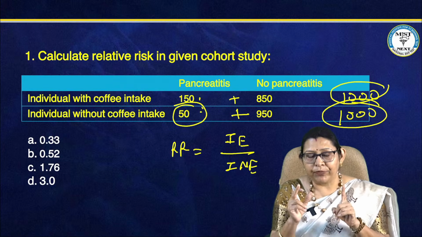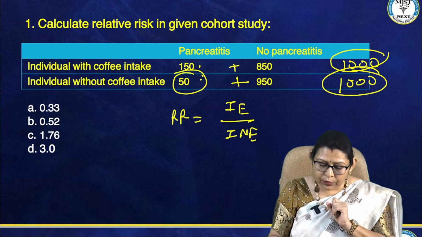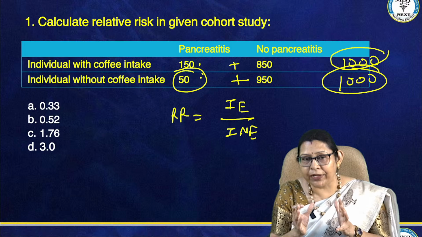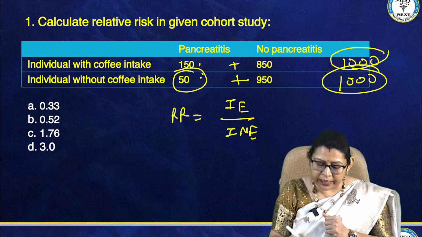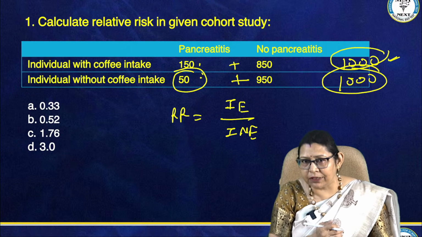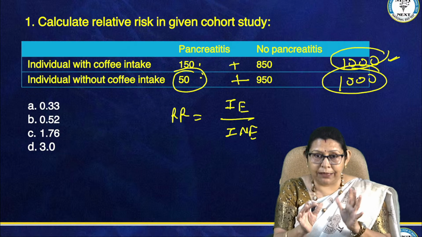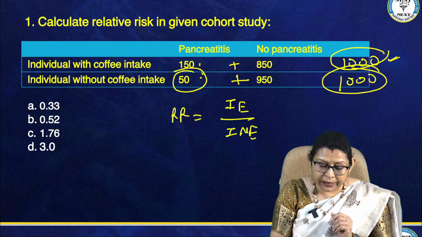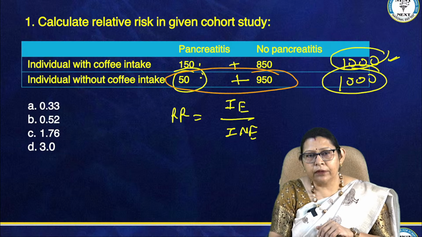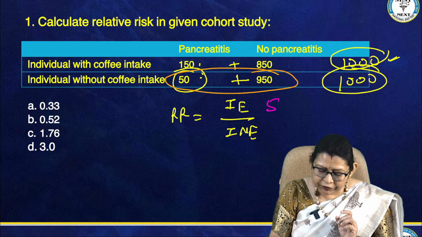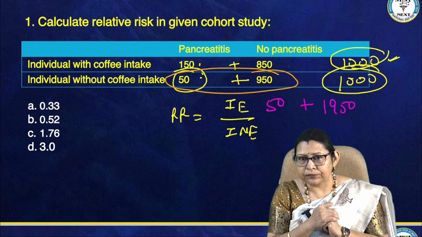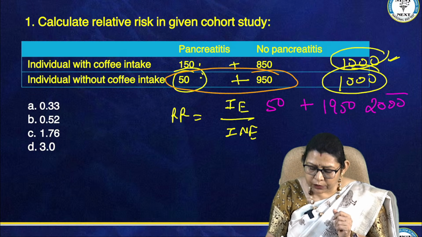But here remember one point, suppose the total number of individuals is not the same in the coffee intake and without the coffee intake. Suppose in the coffee intake they are saying it is a total 1000, and the 150 is having pancreatitis. But imagine this, I am telling you the twist in the question, imagine suppose in the non-coffee intake, the figure might be 50 plus 1950, suppose, imagine. So the total individuals will be 2000.